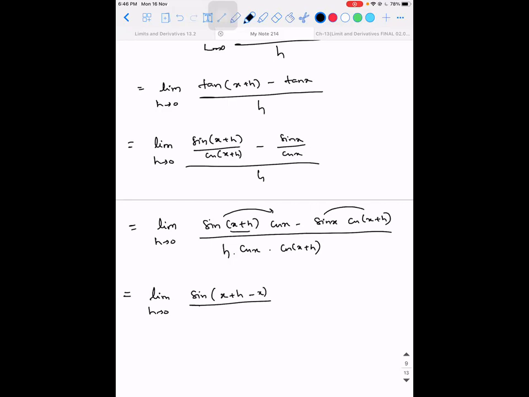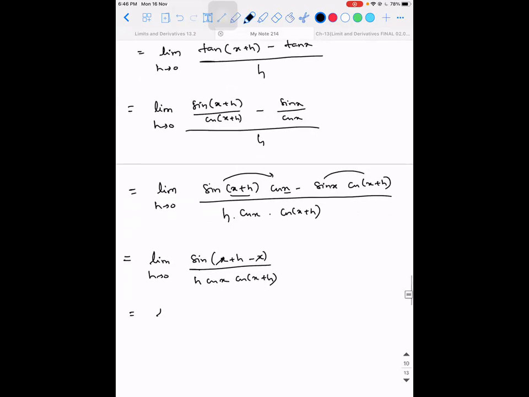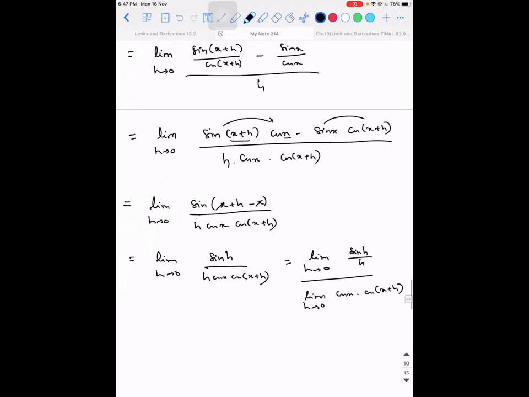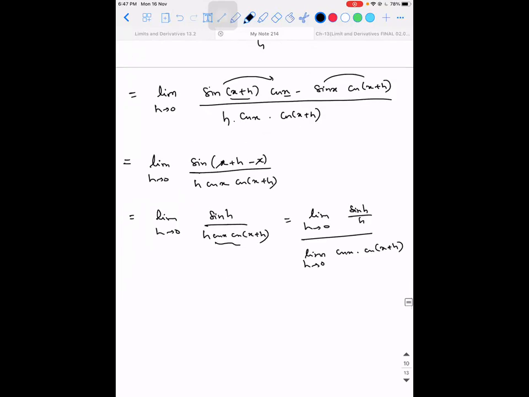So a is x plus h, b is x. So sin of x plus h minus x divided by h into cos x into cos of x plus h. So x and x are gone. This will be limit h tends to 0, sin h by h into cos x into cos of x plus h. Okay. So can I write it as limit h tends to 0, sin h by h divided by limit h tends to 0, cos x into cos of x plus h? Right? I just wrote it in the denominator.